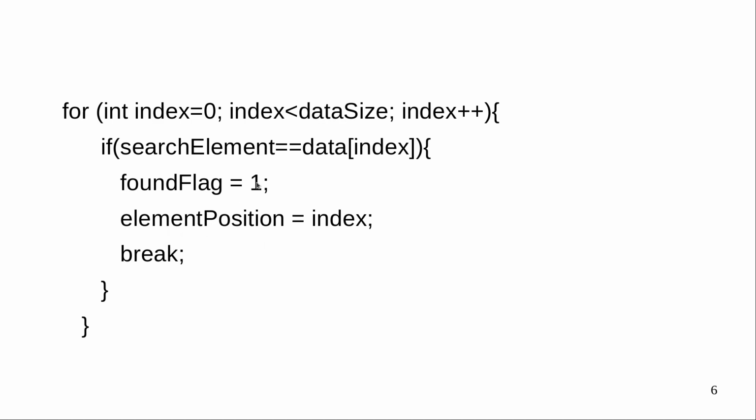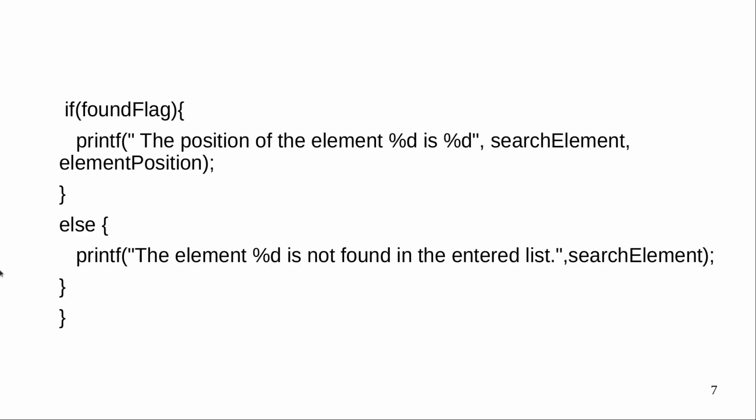So this if block will be executed only if we actually find the searched element. If it doesn't find the searched element, the found flag will remain as 0 and element position will remain as -1. So this is the searching part, and finally this is the reporting part. The first question that we asked is, did you actually find the particular element? For that we are using if found flag.